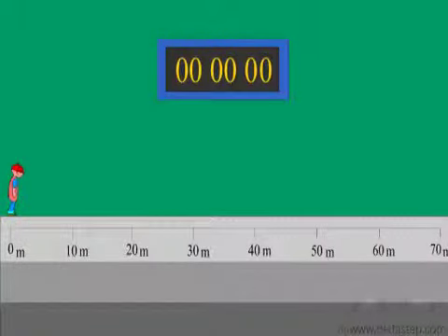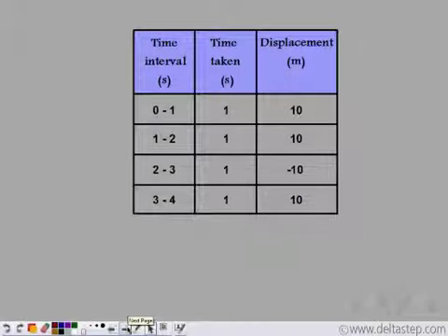Now let us see one more case. The boy moves 10 meters towards right in the first second. In the second second, he moves 10 meters towards right. He turns and moves towards left 10 meters in the third second. He again turns and moves 10 meters towards right in the fourth second. So this is what we have.